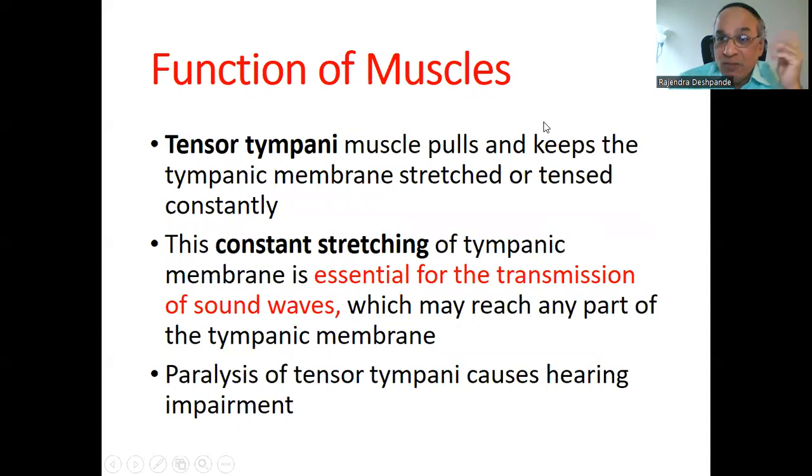Functions of the muscles. What do they do? The tensor tympani muscle pulls and keeps the tympanic membrane stretched and tensed constantly. This is very important, because then the tone of the tympanic membrane is maintained. It is kept straight and cannot lose its tone. This is essential for the transmission of sound waves, because sound waves come from outside and go through the tympanic membrane, through the ossicles, to the internal ear.